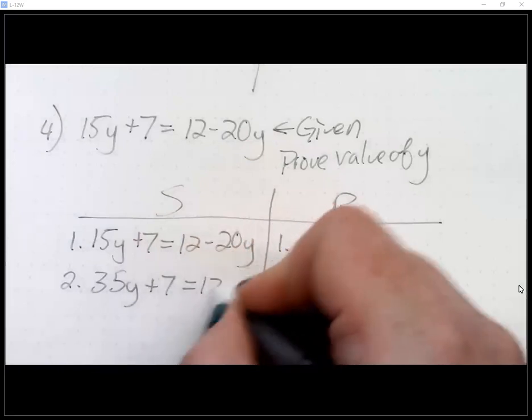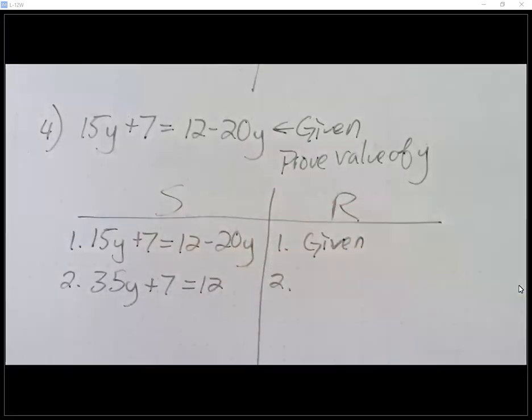What tells me I'm allowed to do that? What says that I can add 20y to both sides and I still have a true statement? Look at your list here. Who in here says you can add the same? Yes, Julia. What was the first word? Yeah, it's the addition property. You added 20y to both sides. So addition property of equality.